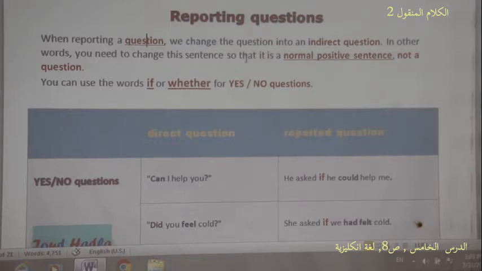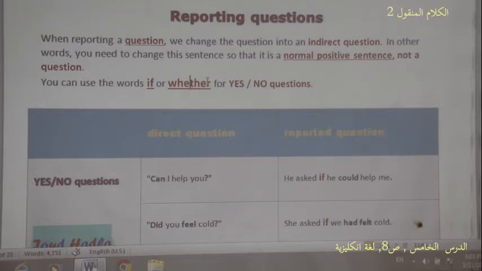If it is a general question, in this case we use if. When we report, we use if or whether. Pay attention, dear students: if or whether. So I read the rule for you. You can use the words if or whether for yes or no questions.